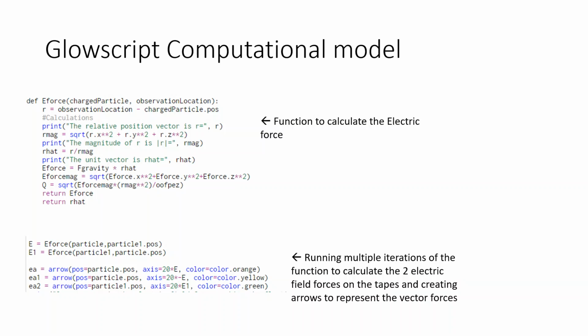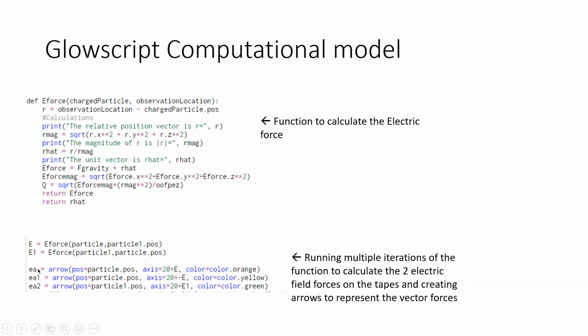Now, for my computational model, these are the main chunks of the code that make up the main parts of the code. So this is the function that I created to calculate the electric force. And in this, we can see that I calculate the electric force and output electric force in R hat from this formula. I made a function so I can run it multiple times, multiple iterations, and I calculate two different electric field forces, one for the first tape, top tape, and one for the bottom tape.